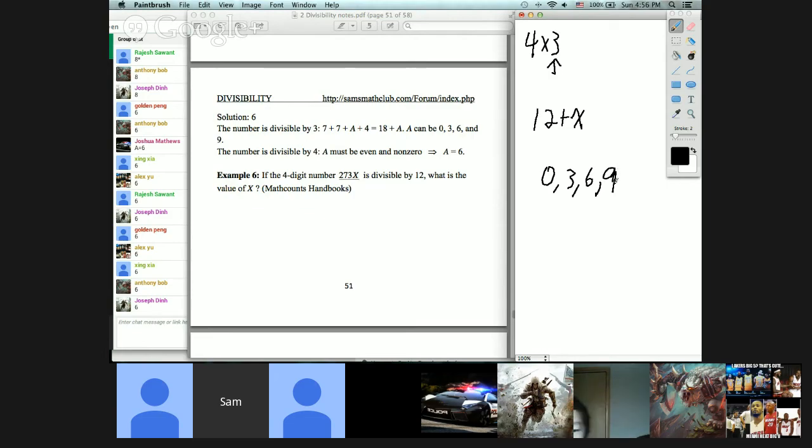And then it must also be divisible by 4. So if it's divisible by 4, then it's also divisible by 2. So the last digit has to be even. So automatically these two are crossed out. And then the last 2 digits must be divisible by 4. So 3x must be divisible by 4. 30 is not divisible by 4, but 36 is divisible by 4. So 6 is your final answer.